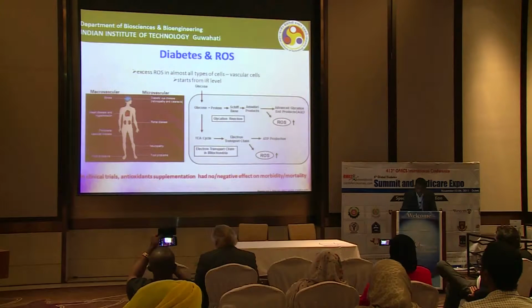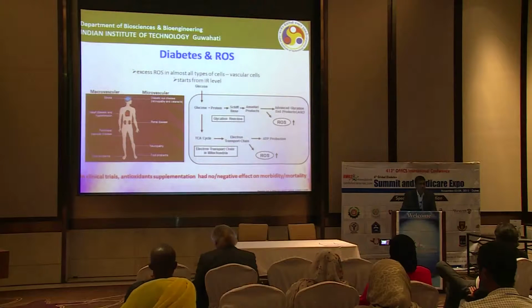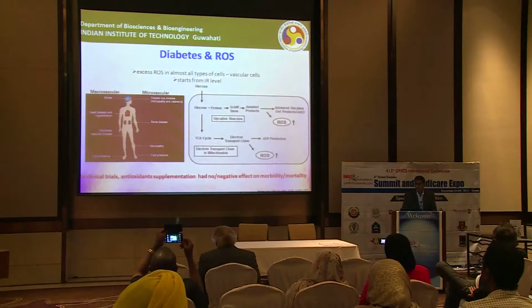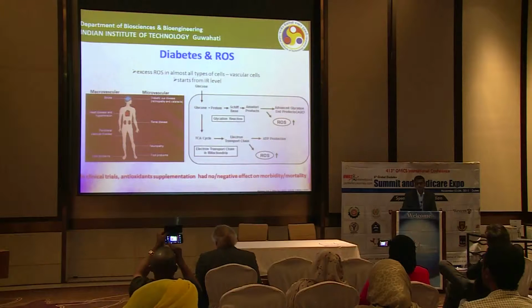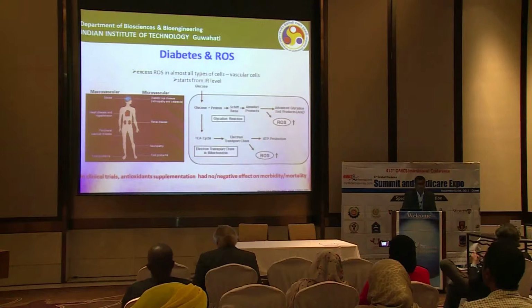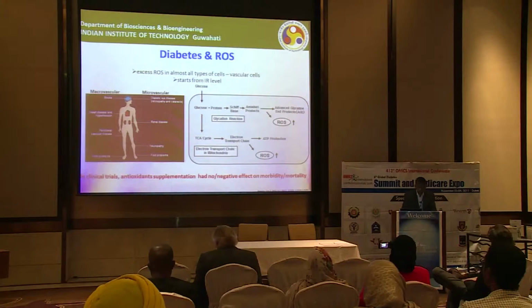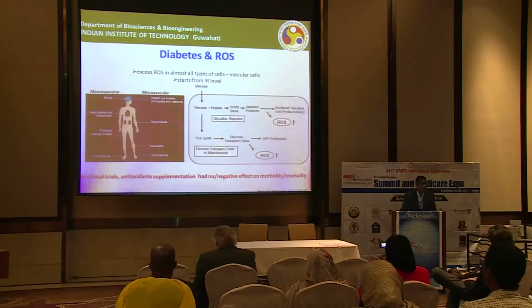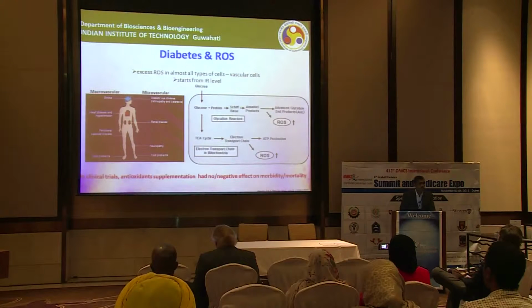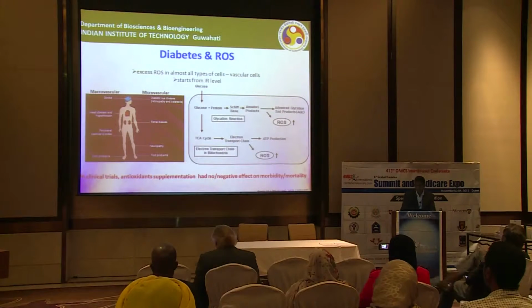If you come to ROS, there are multiple pathways by which increased glucose or hyperglycemia induces ROS production. Of the two main pathways I have listed here, one is via glycation, that is glucose addition to proteins leading to advanced glycation end products. As a byproduct, ROS is produced. Another is the traditional TCA cycle. People who have done biochemistry will know the electron transport chain or respiratory mechanism through which ROS is produced.